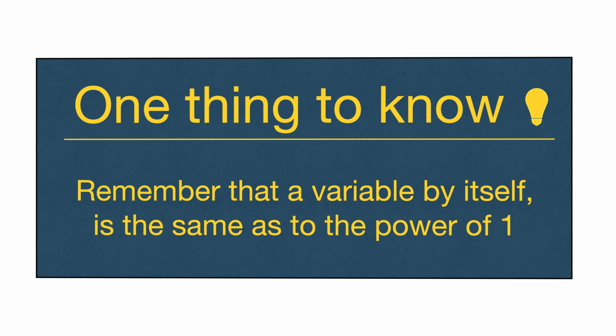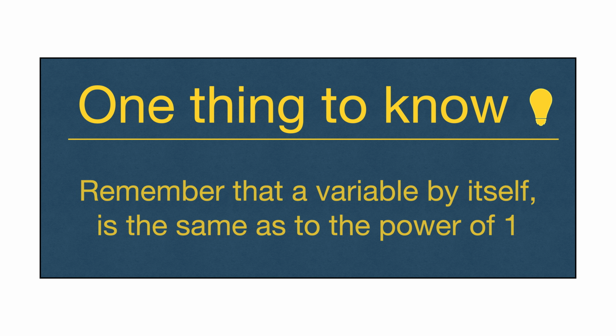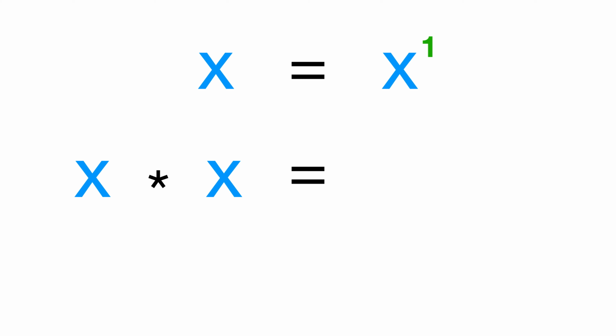So one thing to know is you always want to remember that a variable by itself with no power written on it is the same as the power of 1. So let's take a look at that. A lot of times you're going to see something like just x. And always know that that's just the exact same thing as if it was written as x to the 1. So if you want to go in and rewrite those wherever you just see something like x, you can do that. So if you have something like x times x, that's really the same as x to the 1 times x to the 1. And then we will add across our 1s, which is going to give us x to the 2nd power.